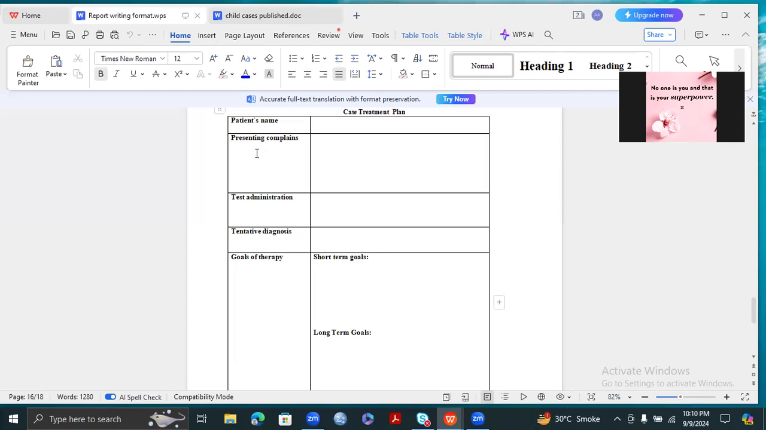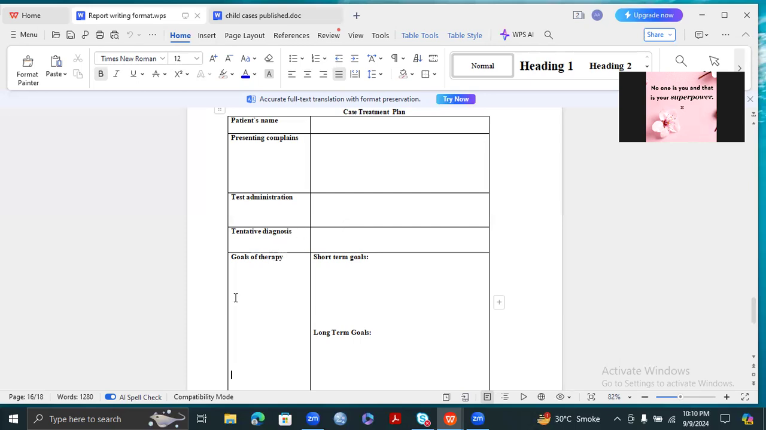So here come his presenting complaints. Always remember to write the presenting complaints of the client as per his verbatim. All right. Then come all the tests you have administered. Here you would write the names of the tests, because you have mentioned the whole psychological evaluation in your case report already. Then comes the tentative diagnosis.